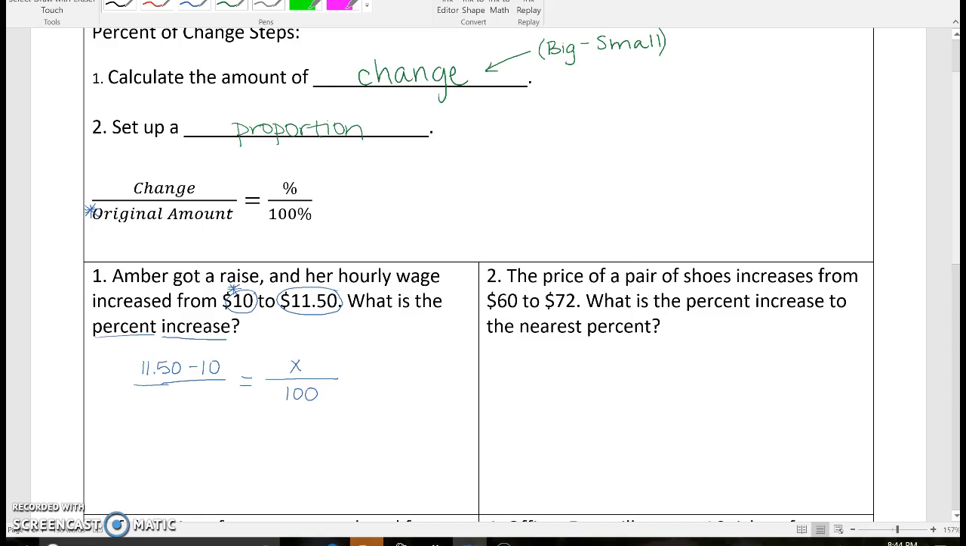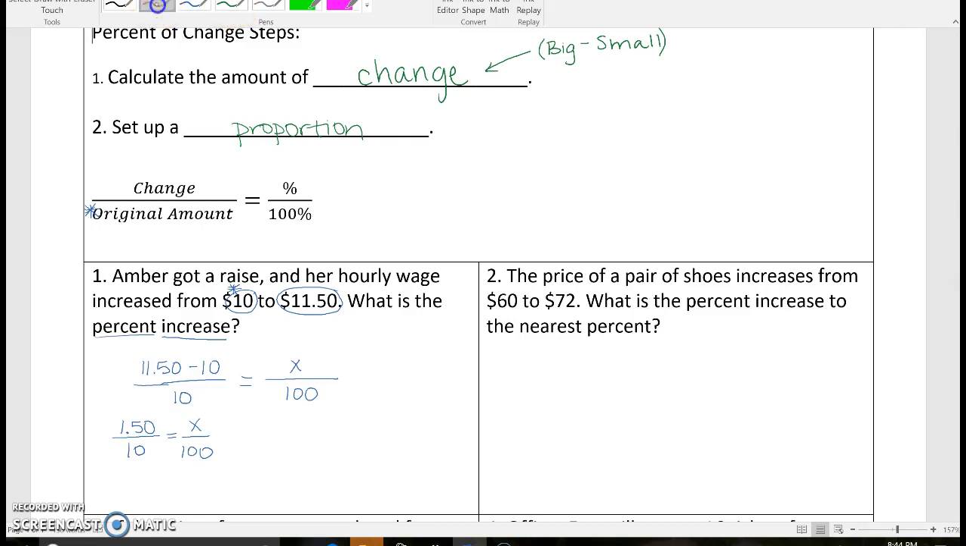And it's all going to go over the original amount because it says from 10 to 11.5. So we started at 10. We ended at 11.5. So 10 is going to be our original. Now that we have our proportion set up, you can go ahead and do the subtraction. So $11.50 minus 10 is $1.50 over 10 equals x over 100.